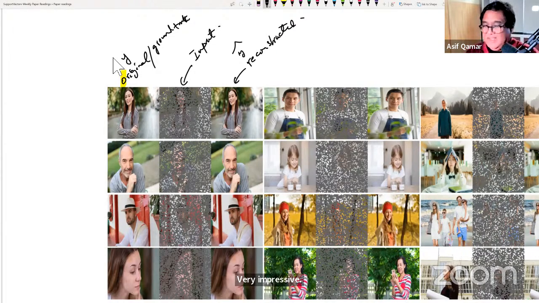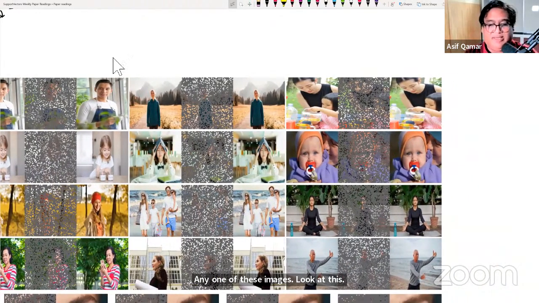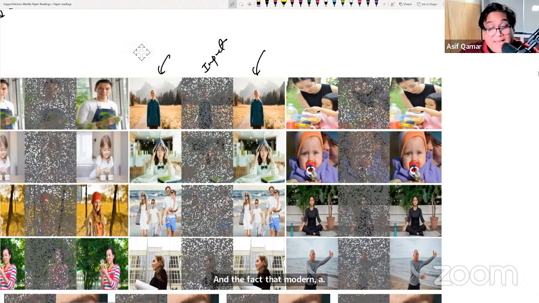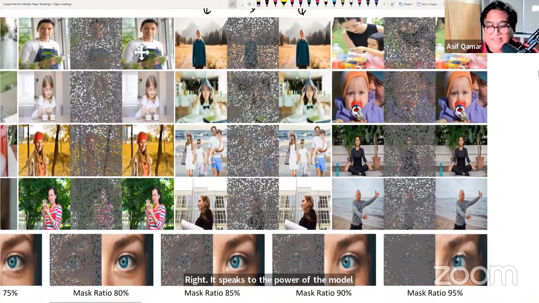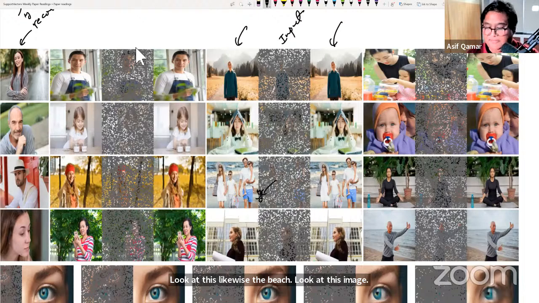It is very impressive. Any one of these images, look at this. If you, in particular, look at this image and this image, and you look at the input, at least I couldn't see the mountains. Can you make out the mountains? And the fact that modern AI, these neural architectures, can with confidence see all of this, isn't it amazing? It speaks to the power of the model that is under discussion. Likewise, the beach. Look at this image. This is your Y.